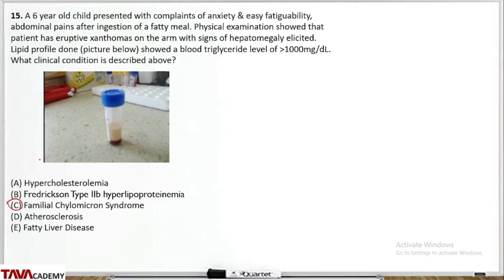You could go back to the lecture notes and review familial chylomicronemia syndrome. And this is the milky blood that we talked about. So this is the milky blood, which is blood that has a lot of fats present within the plasma.